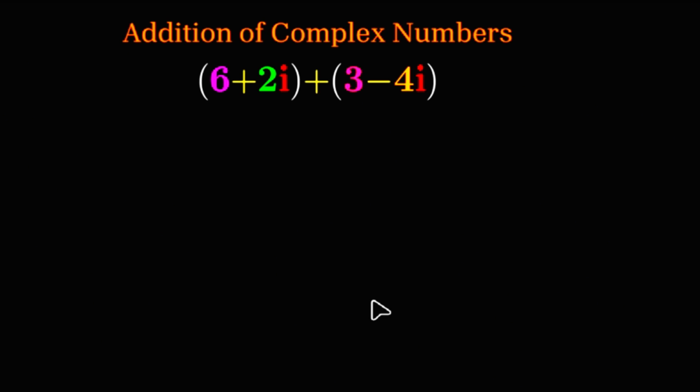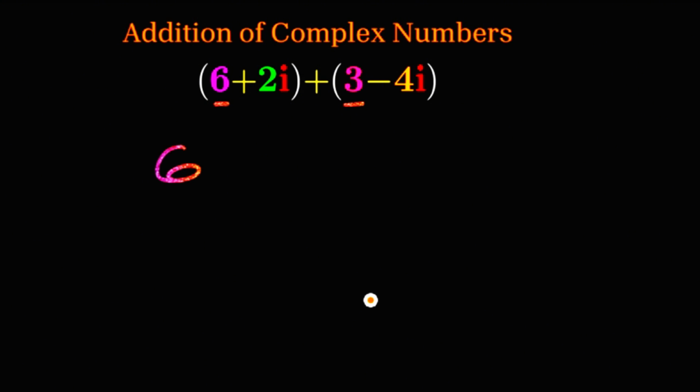This video focuses on how to add complex numbers. So we have two complex numbers, 6 plus 2i and 3 minus 4i. For us to add this, we're just going to look at the corresponding elements, or just the real parts. So we're going to collect the real parts together, that is 6 and 3.